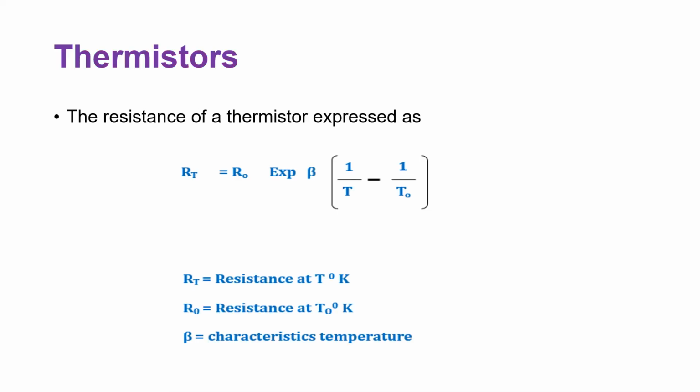Now the resistance of a thermistor can be expressed by the equation RT equals R0 times exponential beta of (1 upon T minus 1 upon T0), where RT is the resistance at T degrees Kelvin, R0 is the resistance at T0 degrees Kelvin, and beta is the characteristic temperature. By using this equation, you can calculate the resistance of a thermistor.